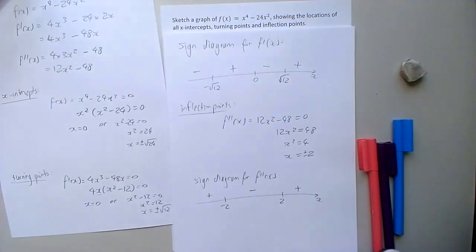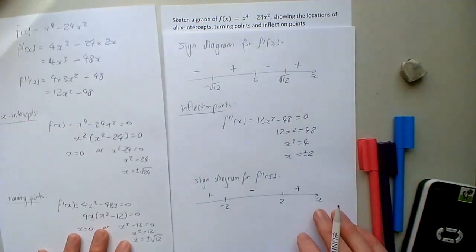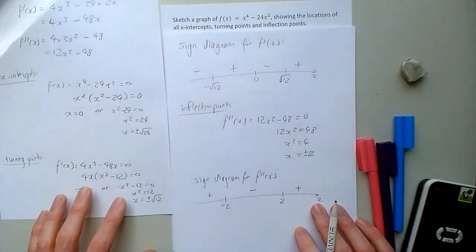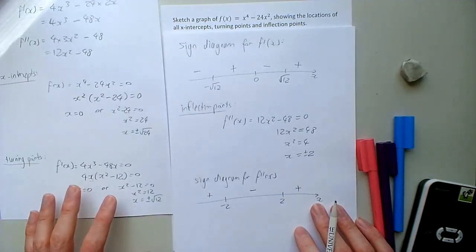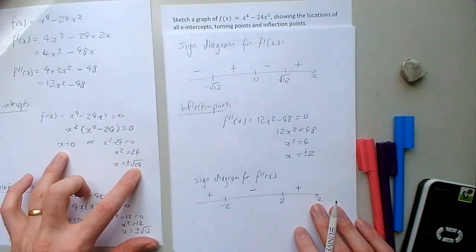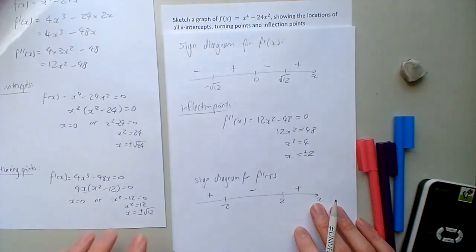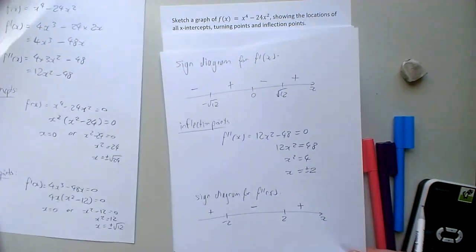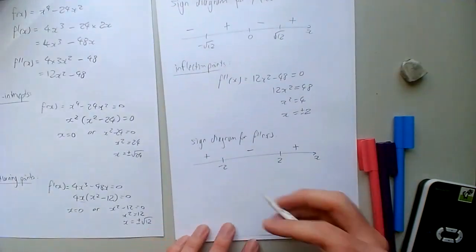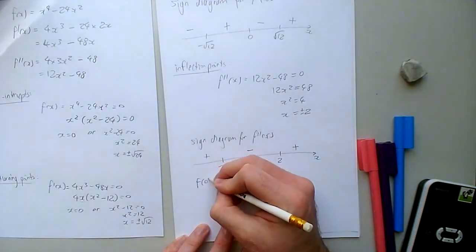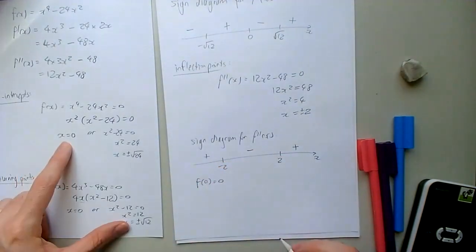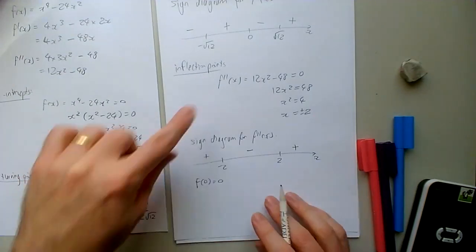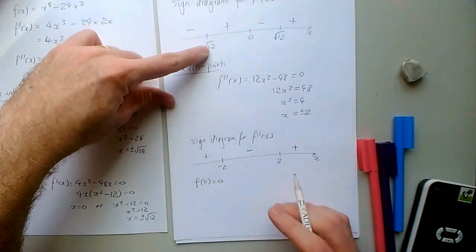Well, I think I have enough information to draw the graph, except that I don't know the actual function values at any of these points. I mean, I do for here because it comes out to 0. So I'm just going to figure them out. Let's see, f of 0 is 0. We knew that one already. So that's this turning point here.